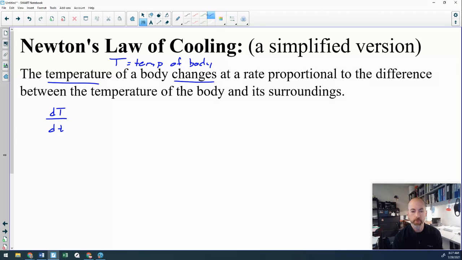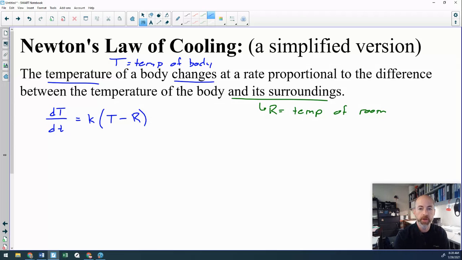Changes at a rate proportional. So here we go. It is proportional, k, to the difference between the temperature of the body and its surroundings. And so I need to define the temperature of the surroundings, and I'll just say R is the temperature of the surroundings, and I chose R because I'm going to call these surroundings the room that the body is sitting in. And so it's going to be proportional to T minus R. In our situation for this video, we're going to assume that R is constant. It does not change. So I'm going to make a note here that R is constant.